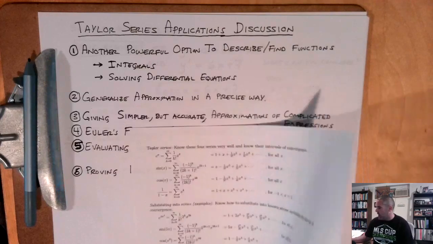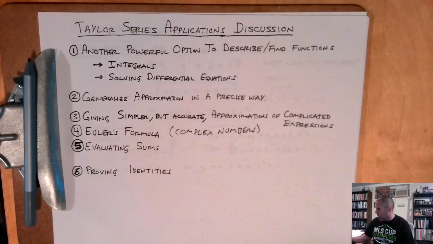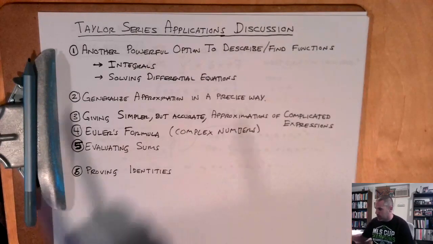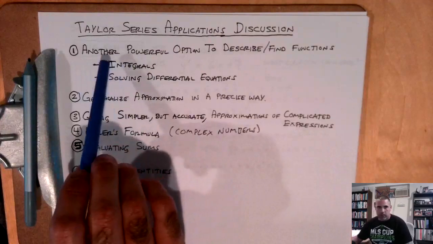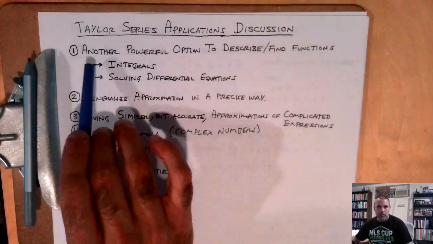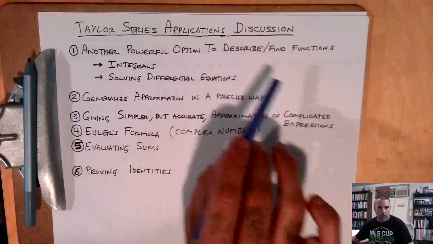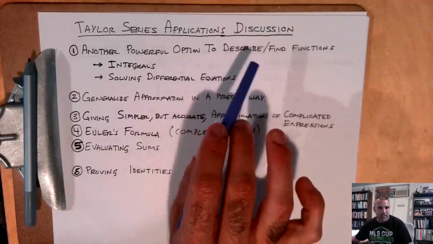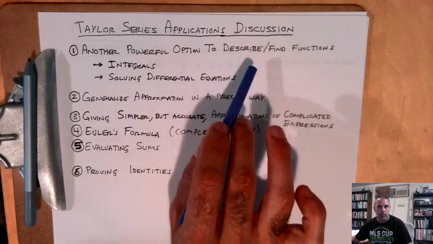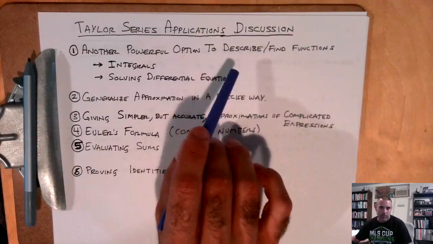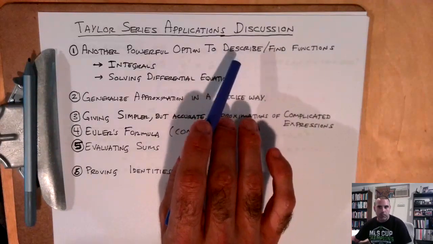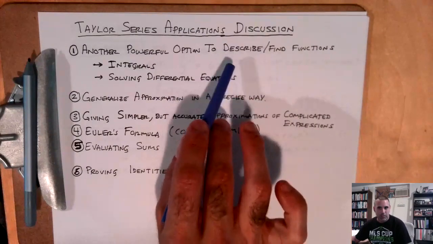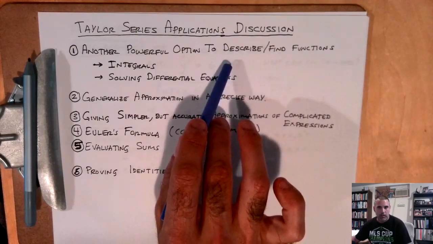Okay, so I just thought in my mind which were some of the big applications. To me, the biggest one is that this is just another very powerful option to describe and analyze functions. That in itself should make it valuable, because it's something we can do for any function. We can base it almost anywhere. It becomes a very powerful analysis tool to add to your toolbox.